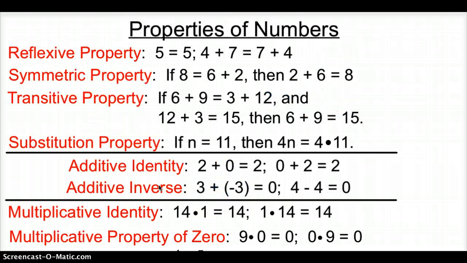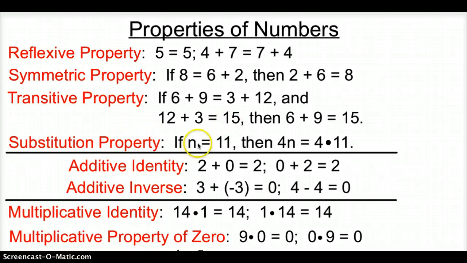And next we are going to end with some properties of numbers. They're already on your note sheet, but I do want you to pay attention to see what they are. The reflexive property, that's just saying if 5 equals 5, then 5 will always equal 5, and 4 plus 7 on the other side is still 4 plus 7 or 7 plus 4. The symmetric property, if you have 8 equals 6 plus 2, then 2 plus 6 equals 8. Transitive property, if one thing equals another thing, and that another thing equals something, then what you started with first has to equal that last thing that you have.